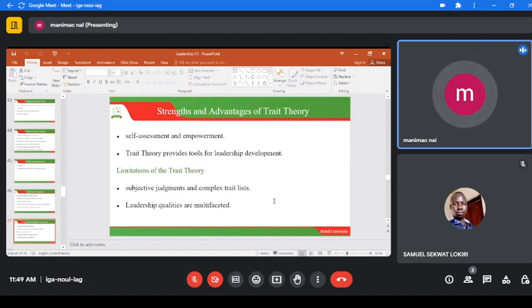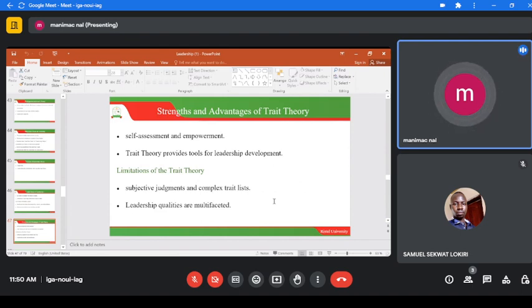The trait theory looked at self-assessment and empowerment, because we said that leaders have to be self-confident, and when they are self-confident, they are self-empowered. Okay. The trait theory also provides tools for leadership development. Okay. It allows them room to grow, room to develop, and so many other things.